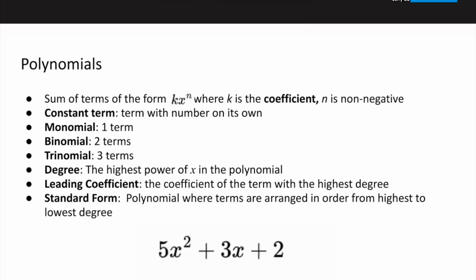A constant term is a term with a number on its own. A monomial is a polynomial with one term, and a binomial is a polynomial with two terms. A trinomial, three. And the degree of a polynomial is the highest power of x in the polynomial. The leading coefficient is the coefficient of the term with the highest degree. The standard form of the polynomial is where the polynomial terms are arranged in order from highest degree to lowest degree.